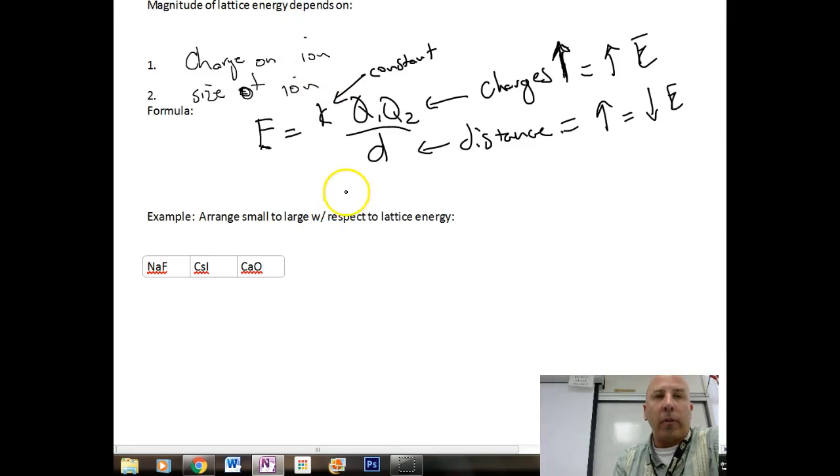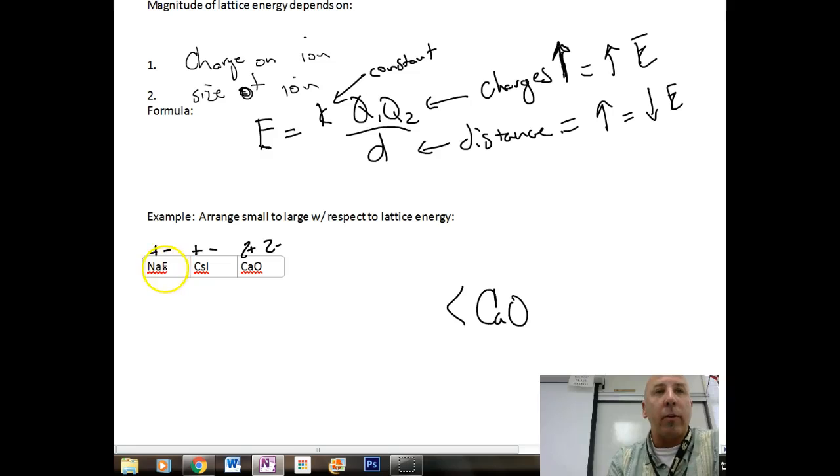Okay, so here's our example. It says to rank from small to large with respect to lattice energy, and we're given 3 ionic compounds. Let's look at the charges first. Sodium is a +1, fluorine is a -1, cesium is a +1, iodine is a -1. So we can't just look at the charges there. But calcium oxide has a 2+ and a 2-. So that's going to be the greatest charge differential, and it's going to have the greatest lattice energy.